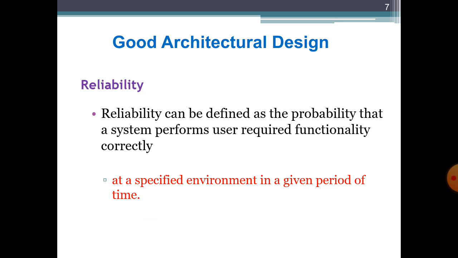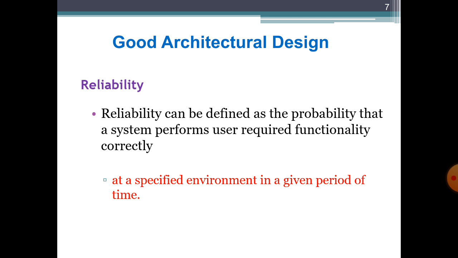And the next one is reliability. So students, what is reliability? You must know about reliability. Actually it is the ability of a system to behave as it is specified within an environment or within a time. Reliability is that a system works the way it was built to work, within an environment, within a specific time. So we can say that reliability is the probability that a system performs user required functionality in a specified environment in a given period of time.